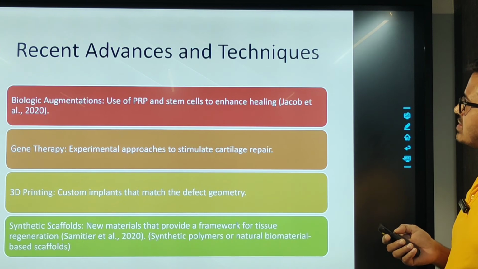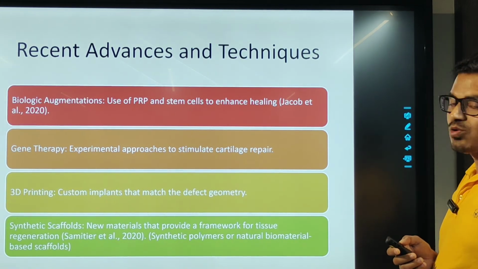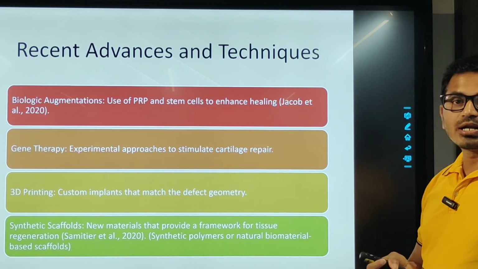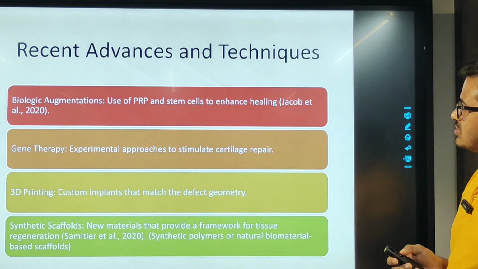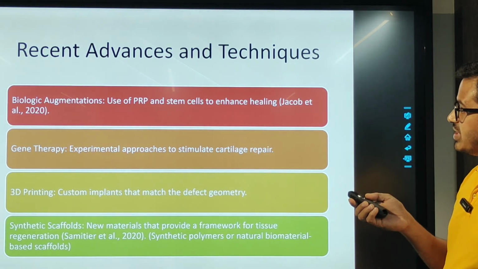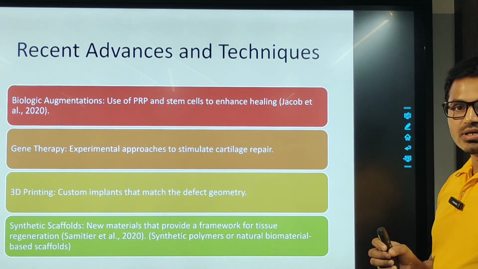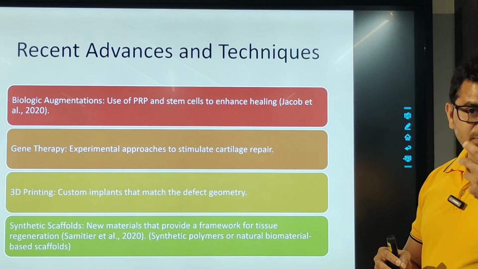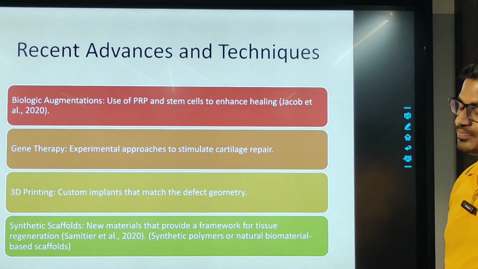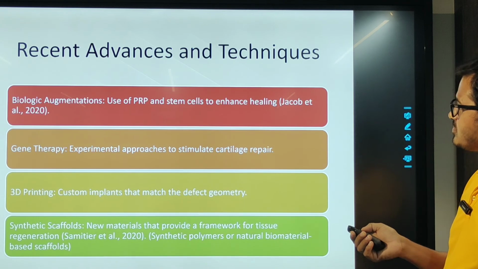So now we can discuss recent advances and techniques. Recent advances include biologic augmentations like PRP, bone marrow concentrate and stem cell therapy, and gene therapy. 3D printing custom implants are also available. These provide a framework for growth factors and stem cells to attach and proliferate there. Synthetic scaffolds are also available.